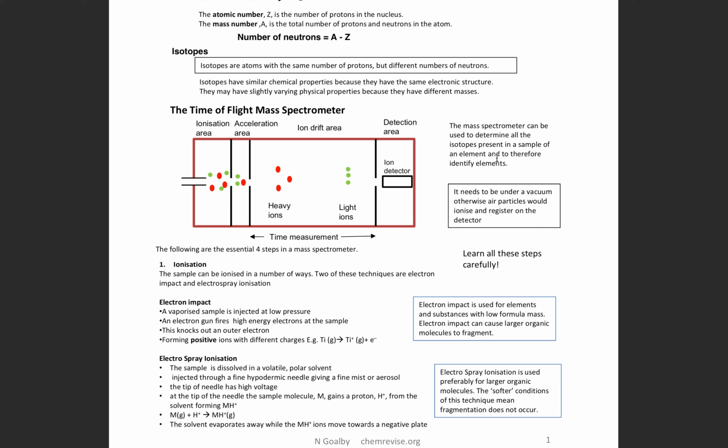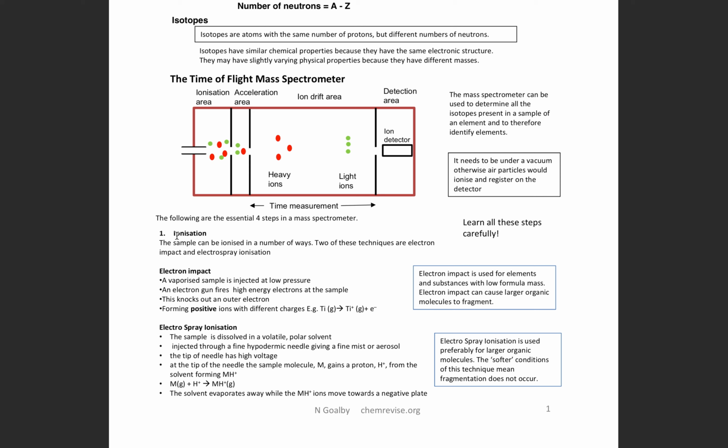So ionization. The sample can be ionized in a number of ways. 2 of these techniques are electron impact and electrospray ionization. Okay. The sample can be ionized in a number of ways. 2 of these techniques are electron impact and electrospray ionization.